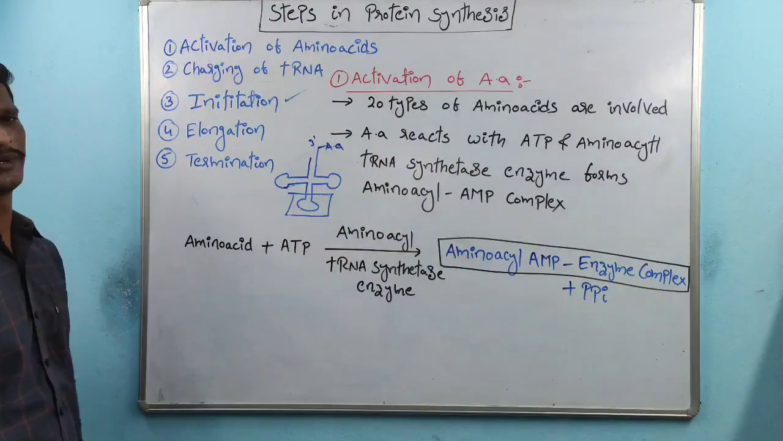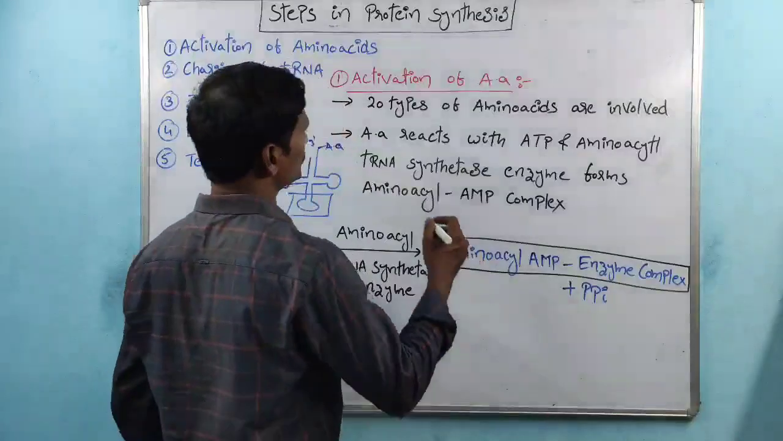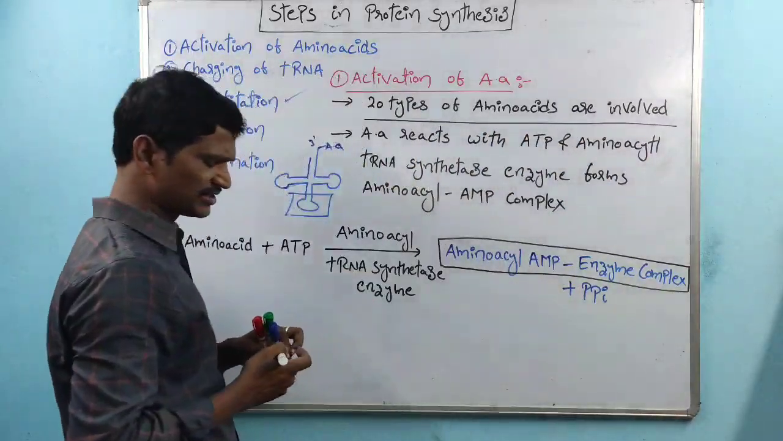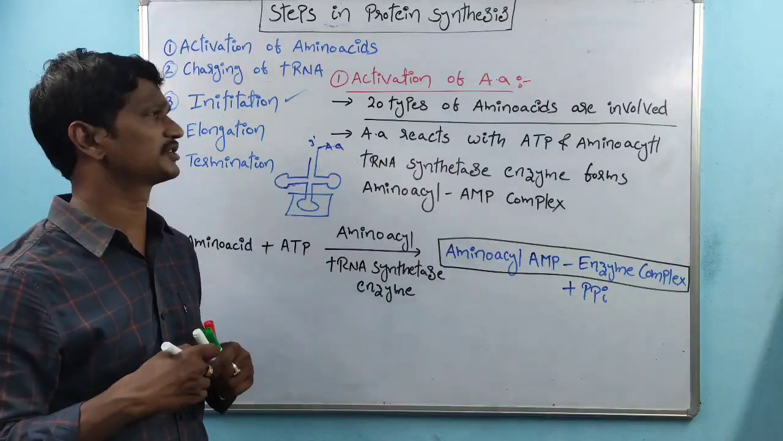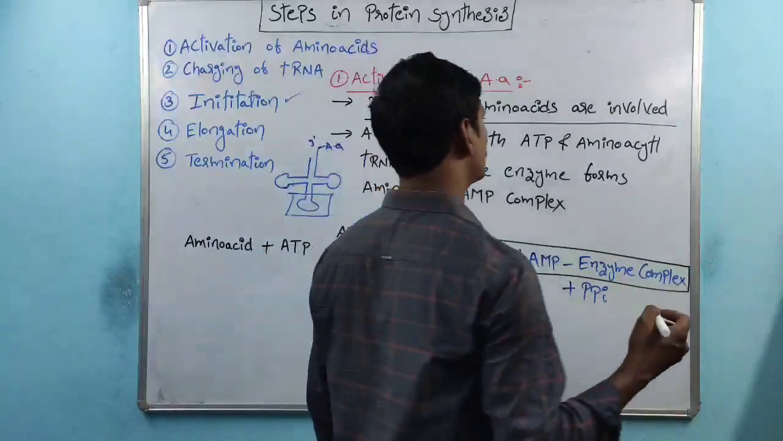First step, activation of amino acids. How the amino acids are activated, we know. Within the cell there are 20 types of amino acids present. These 20 types of amino acids are involved in the protein synthesis process.